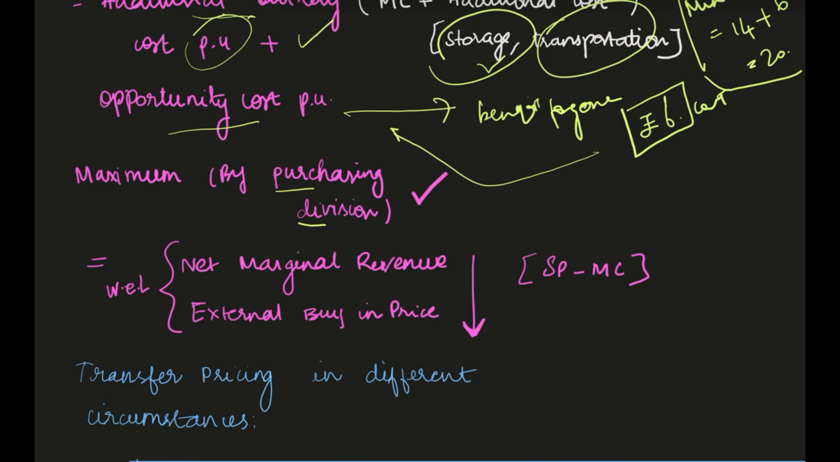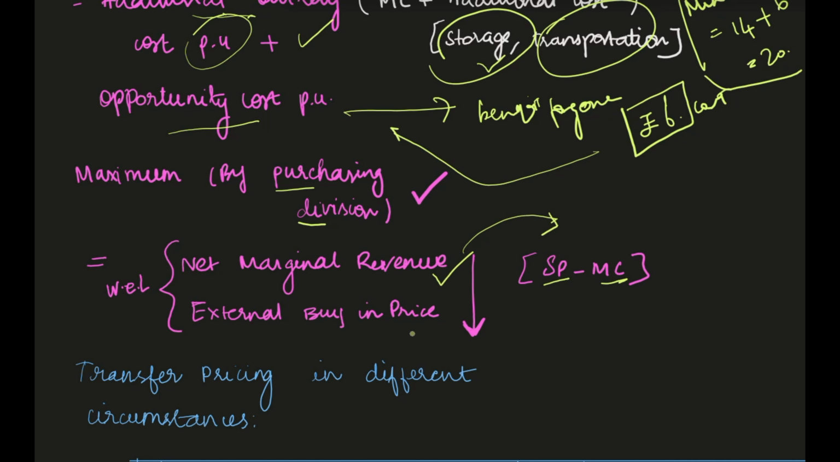Now this should be the lower of net marginal revenue, that is the revenue that they will get by further processing this product that they have got from this division and then selling it externally. This is the external selling price of the processed product minus the marginal cost incurred on this. That could be the further processing cost. That will be the net marginal revenue.